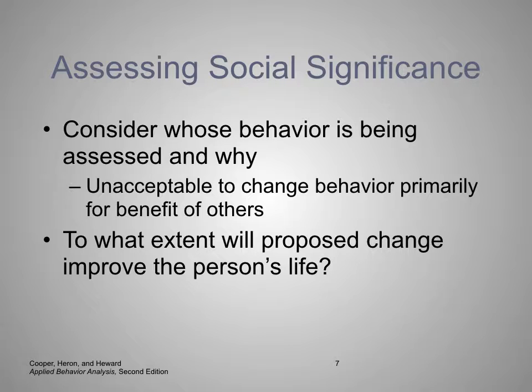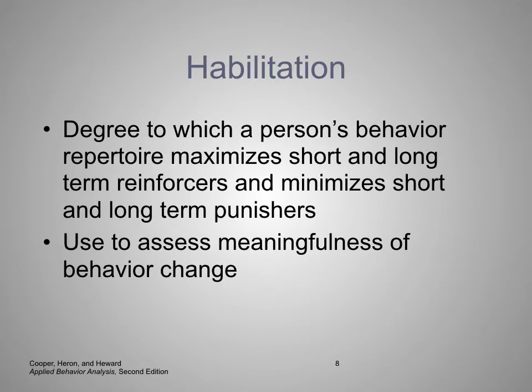We again want to improve students' or clients' socially important behavior. So target behavior in applied behavior analysis must be socially significant behavior that will increase a person's habilitation. Habilitation is a new term, also known as just adjustment or competence. So the definition of habilitation is the degree to which a person's behavior repertoire maximizes short and long-term reinforcers and minimizes short and long-term punishers.